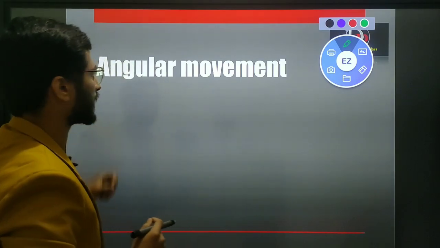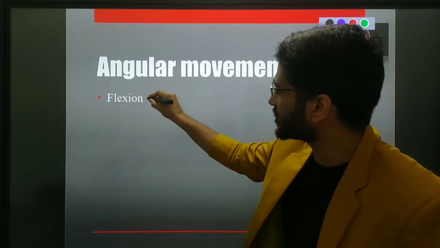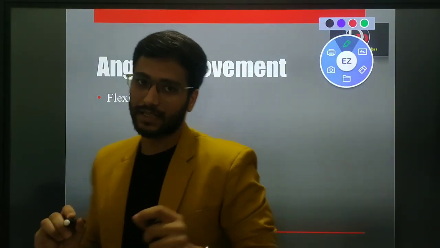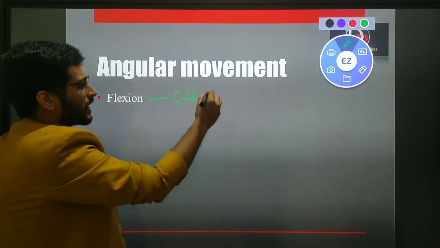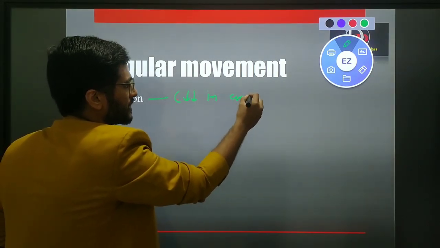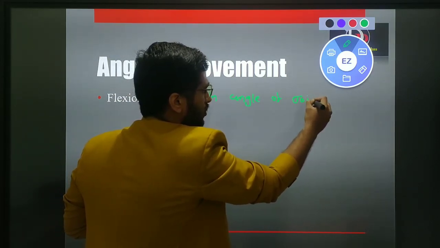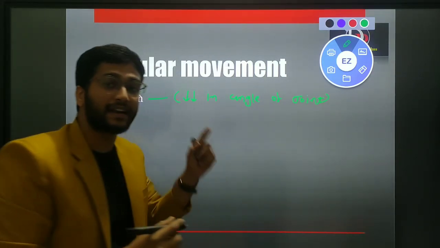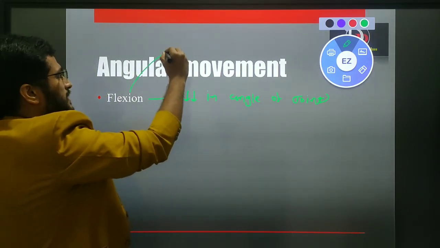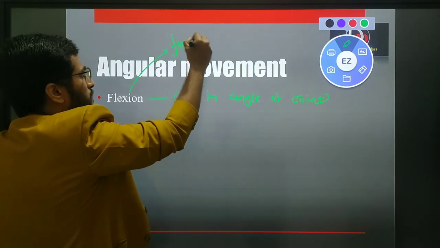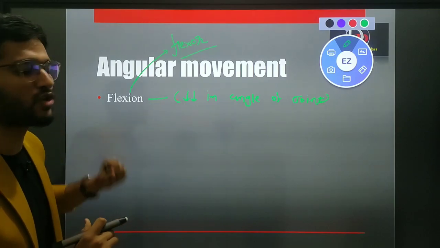Let's see the angular movement. First one is flexion. Flexion is the movement which results in a decrease in the angle of a joint or articulation. The surface which is responsible for the flexion is known as the flexor surface. Very important one. This surface is known as the flexor surface of the upper limb.